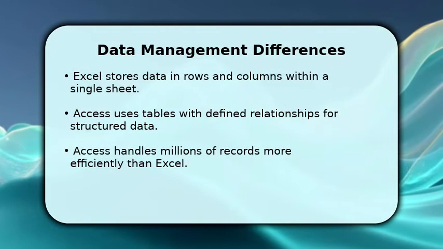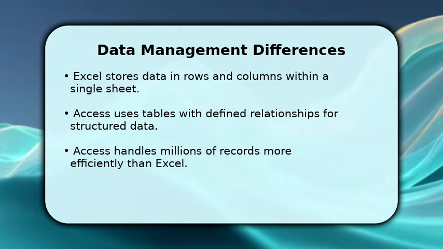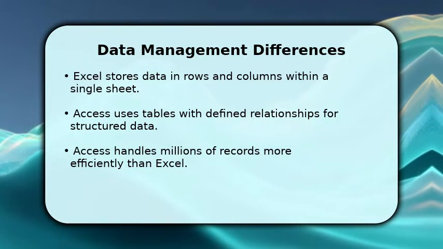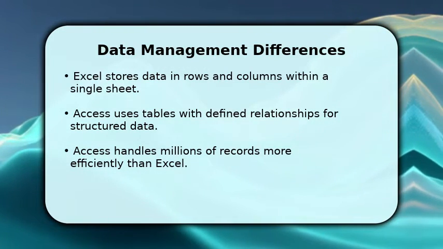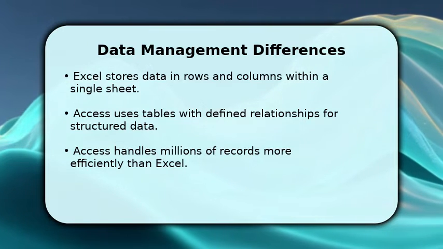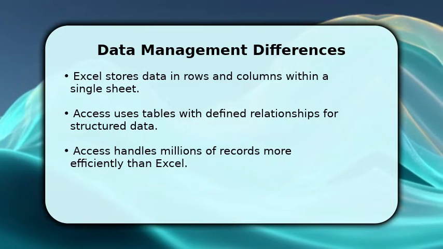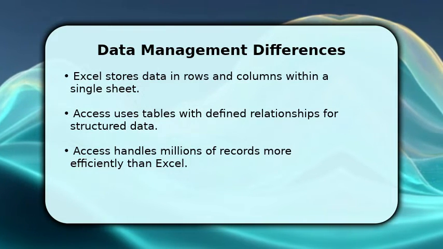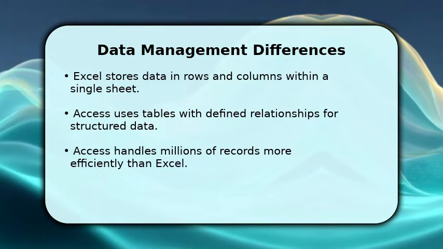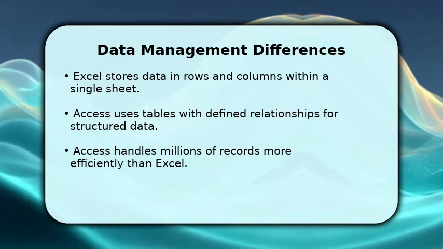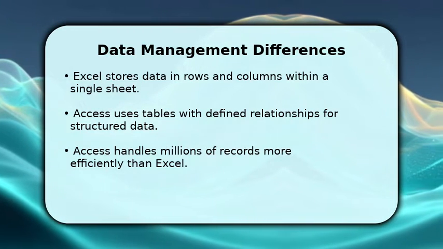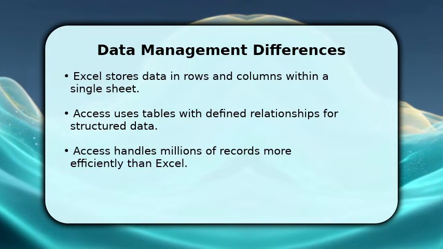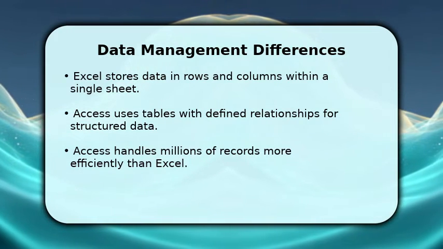When it comes to data management, Excel treats your data like a giant spreadsheet, organized in rows and columns. It's straightforward for flat data. Access, however, uses a relational model, meaning data is stored in separate tables linked by relationships. This structure prevents data duplication and ensures consistency. For instance, Access can easily manage millions of records, while Excel might struggle with files exceeding 100,000 rows.